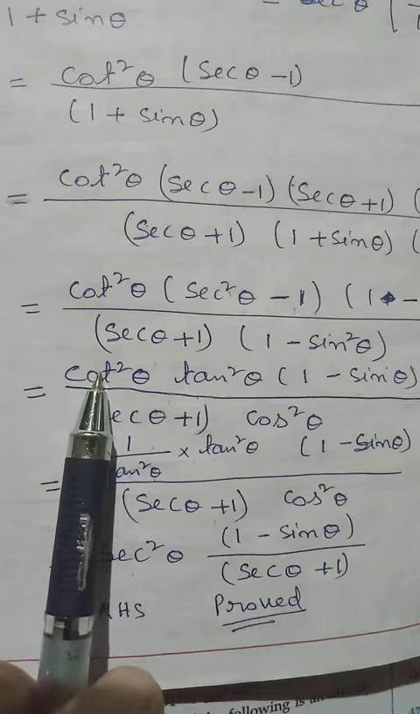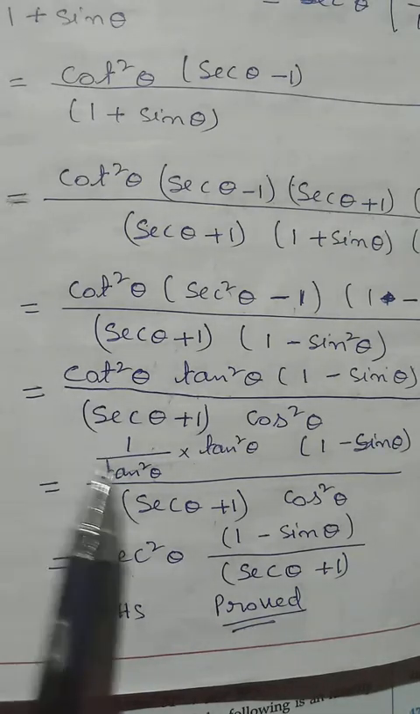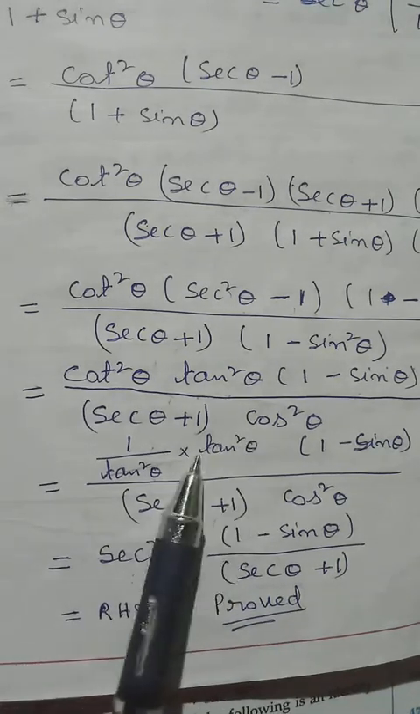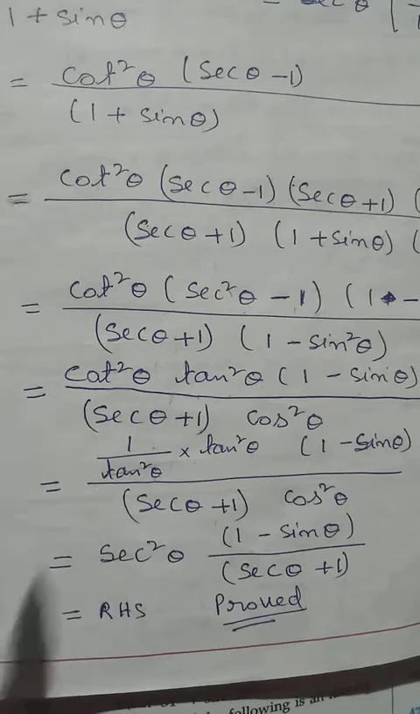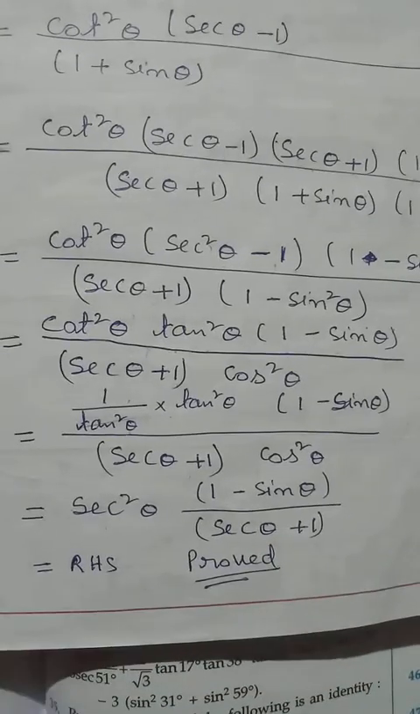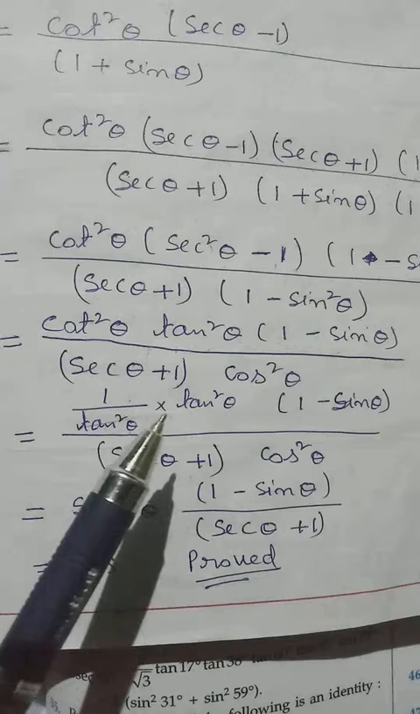Then now cot, we know it is 1 by tan, so we can replace. So we have tan square up, tan square down, we can cancel. Then in the right hand side, we want sec square theta.